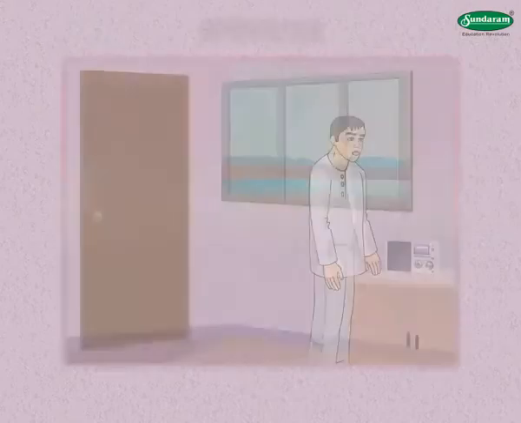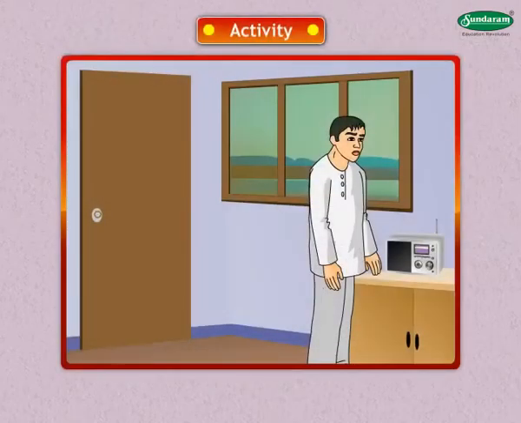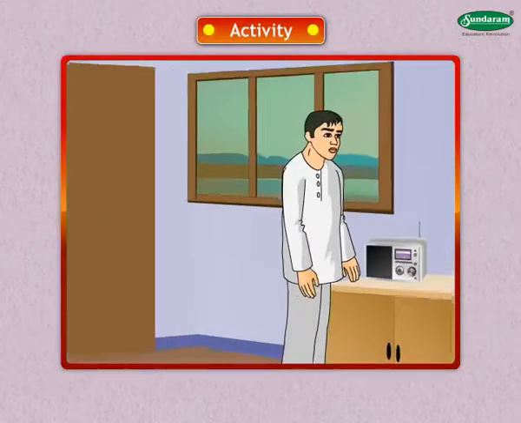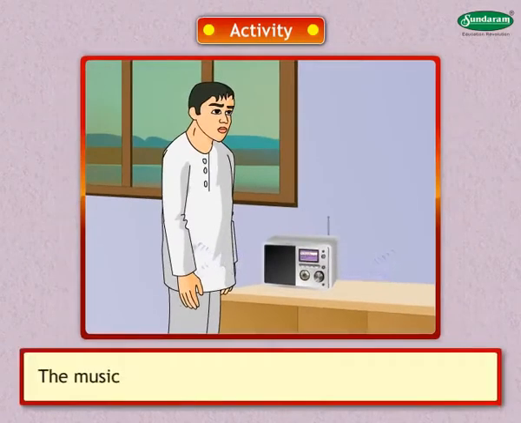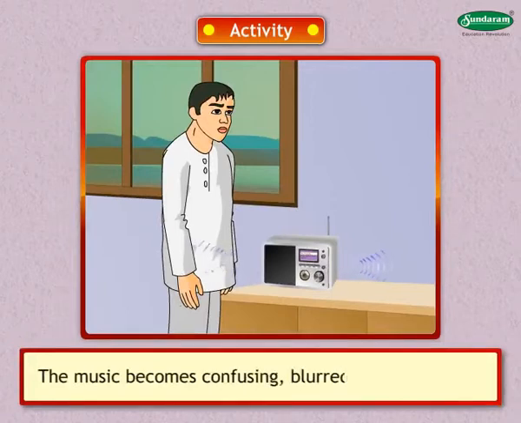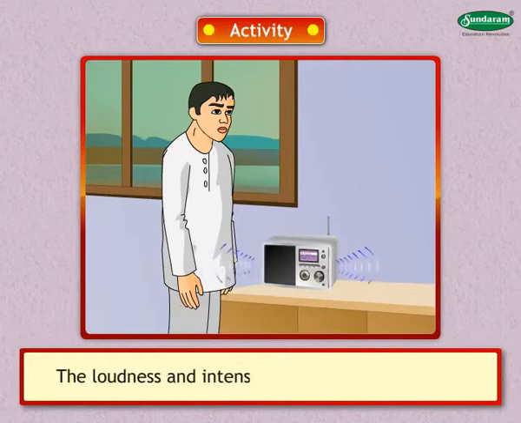Reverberation. Activity. Close all doors and windows of a room. Play radio or music system with maximum possible volume. What do you experience? The music becomes confusing, blurred, and continuous. The loudness and intensity of the sound increases, and the individual who hears this feels uneasy.